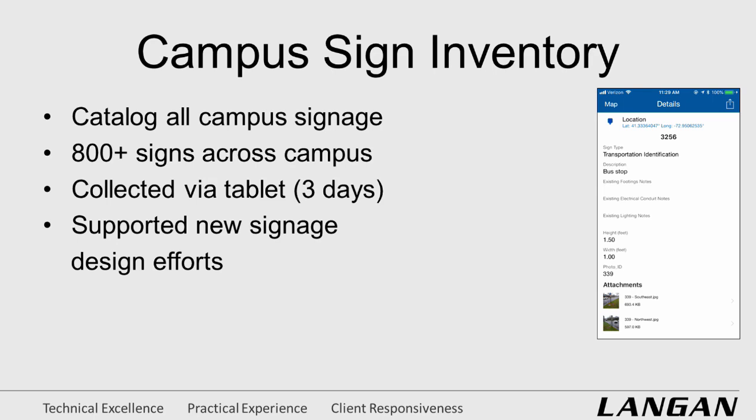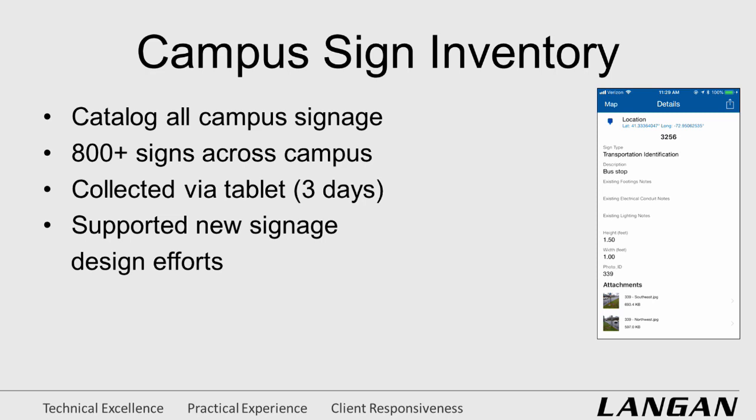So what they wanted to do was first understand all of the signs that they have on campus and document what they look like. So we went out on campus and we collected over 800 signs in about 3 days. And this was a field staff out in the field just with a regular Samsung tablet. He had a Wi-Fi hotspot on him, so he was collecting all this in real time. We set up a web viewer for the client as well, so the facilities department was watching the progress as we went through it.